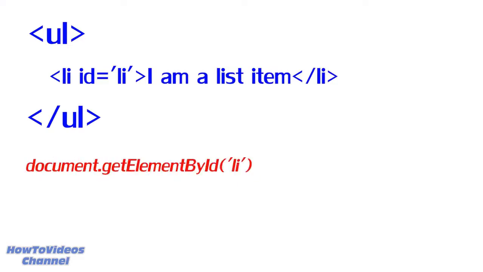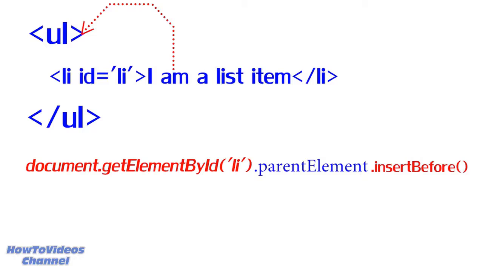Let's say we selected the li tag and we want to add a sibling li tag to it. First, we need to go from the selected li tag to its parent, the ul tag. To get to the parent, we can use the parentElement property. After we've got to the object representing the parent element, we can start to prepare the insertBefore method.